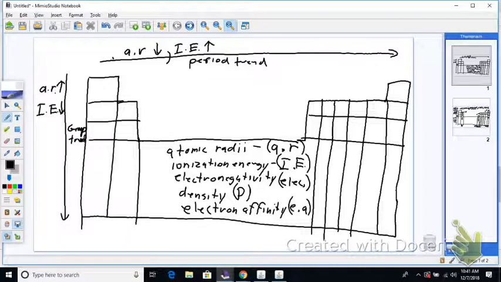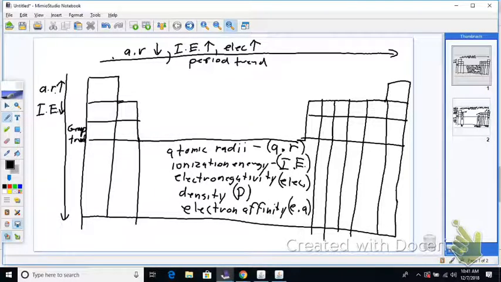Okay? Now we've got 3 more to deal with. How about electronegativity going across? Who had that one? Period trend for electronegativity. What happens to it? As you get farther to the right, it increases. It increases, right. So electronegativity increases.